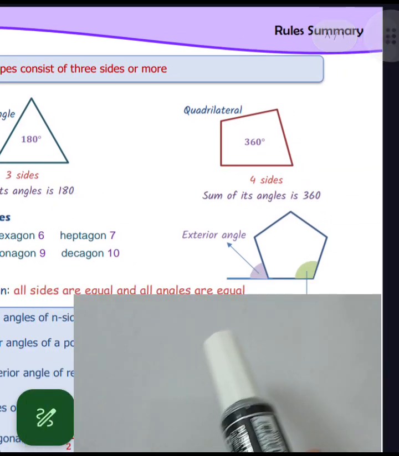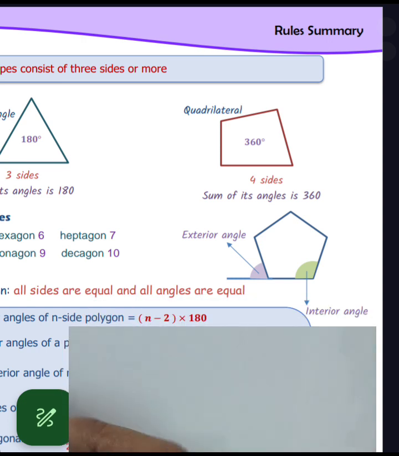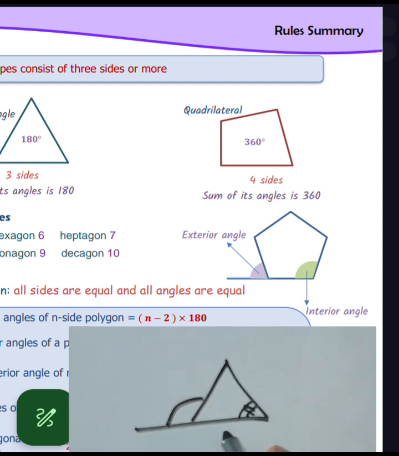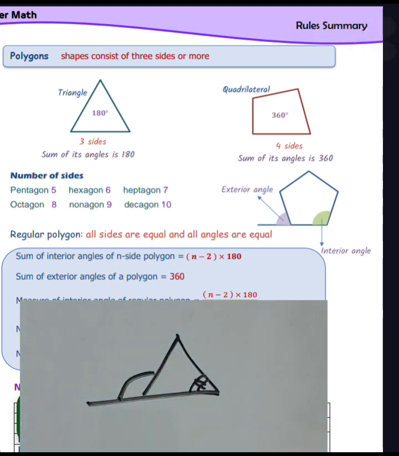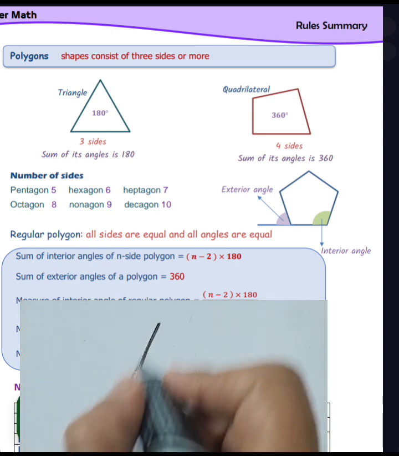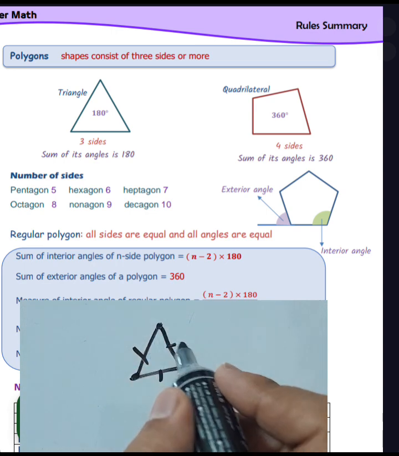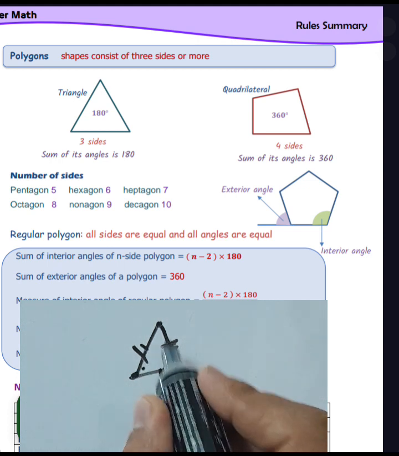And what about exterior angle and interior angle? Such as in this triangle, we call this angle exterior, and here the angles we call interior angles. Regular polygon: all sides are equal and all angles are equal, such that an equilateral triangle we call a regular polygon, has 3 sides equal and 3 angles equal in measure.